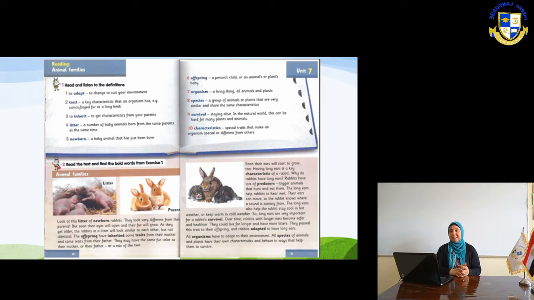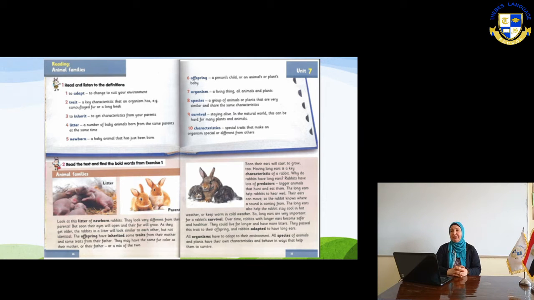Litter is a number of baby animals born from the same parents at the same time. So a litter looks like twins but with a large number. They are born at the same time. Newborn is a baby animal that has just been born. Number 6, on the next page, you can see offspring. Offspring is a person's child or an animal's or plant's baby. So the offspring is the baby of the human or the animal or the plant. Even plants have offspring.